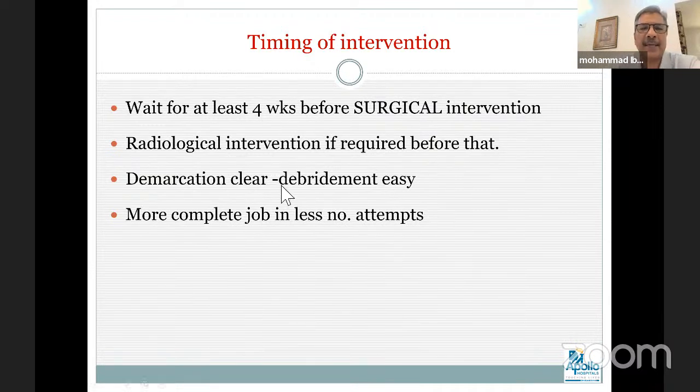Because by this time, the demarcation is clear and the debridement becomes easy, and you can do a more complete job in a smaller number of attempts.